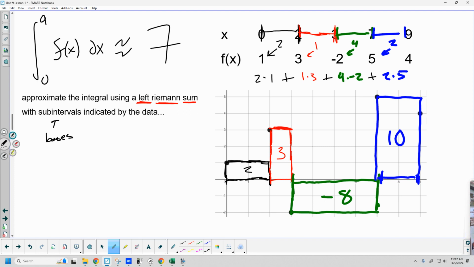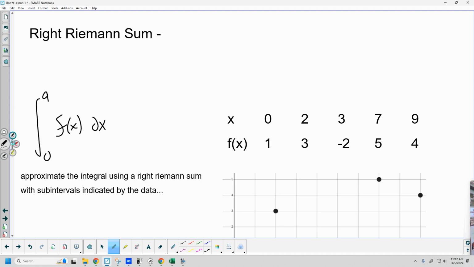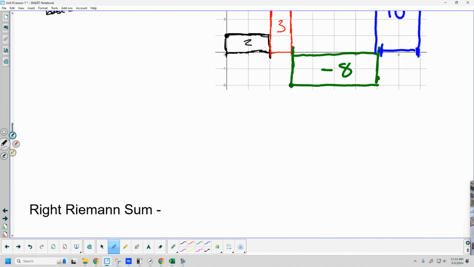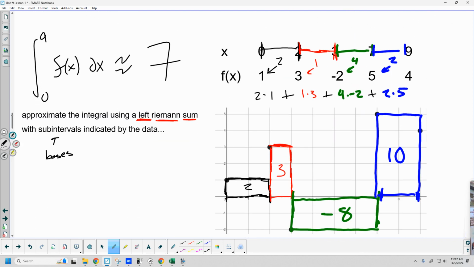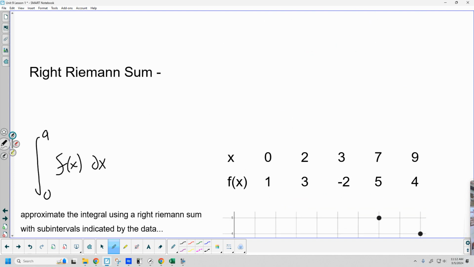Now, moving on to the right Riemann sum. Allie Anderson asked the question, what happened to the 4? Why didn't we use the 4? Because Riemann didn't want to use the 4. The 4 was just like an extra point, which we didn't want to use because we wanted to use the y's on the left of every base. But now we look for our right Riemann sum, which again is using rectangles.